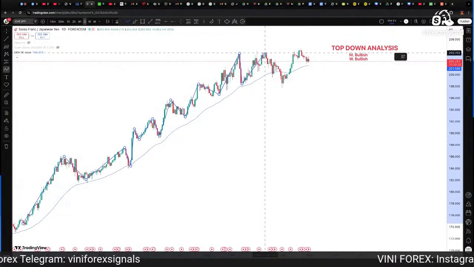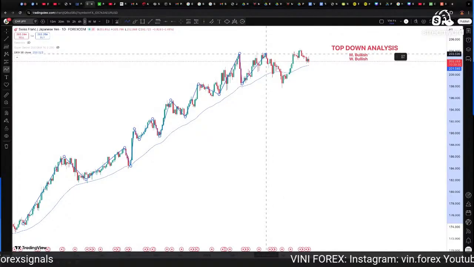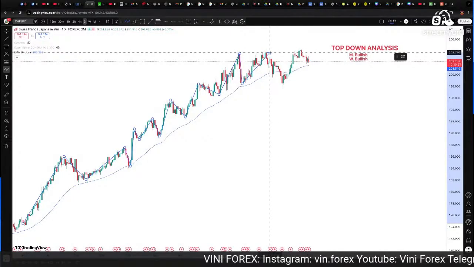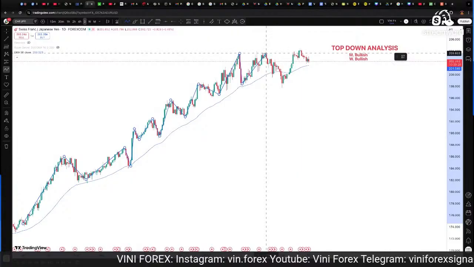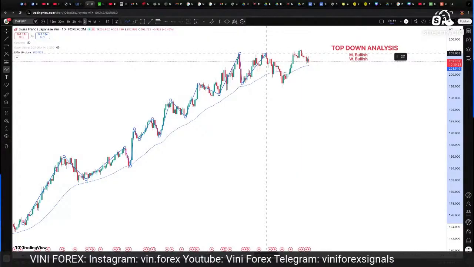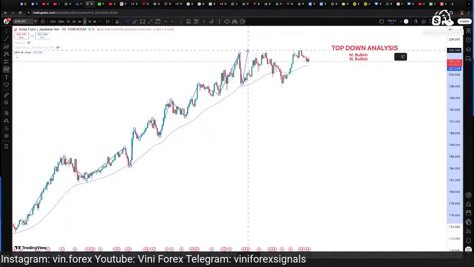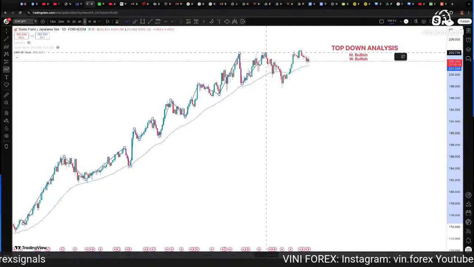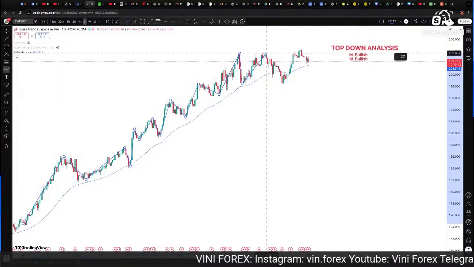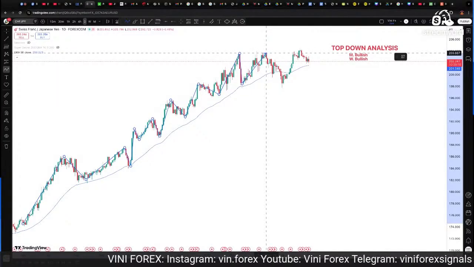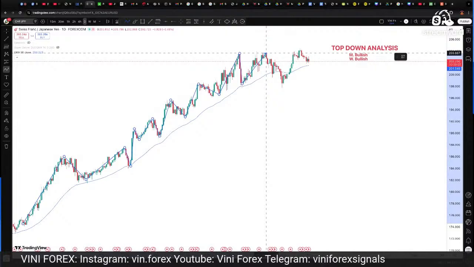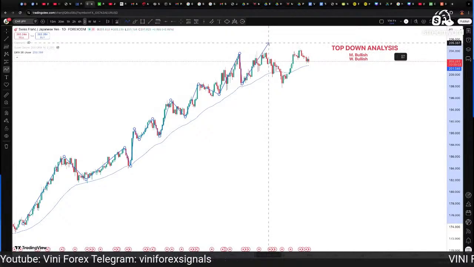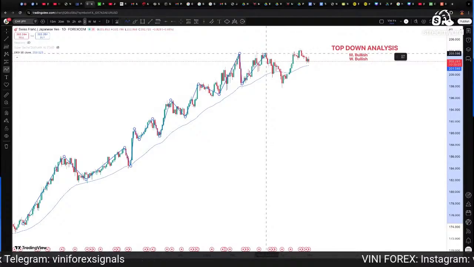It came here and gave us an equal high. This high and this high are looking equal. It didn't go beyond this high. So this is clearly an equal high. It didn't give us a higher high, which clearly means that it's not a higher high. It's an equal high.